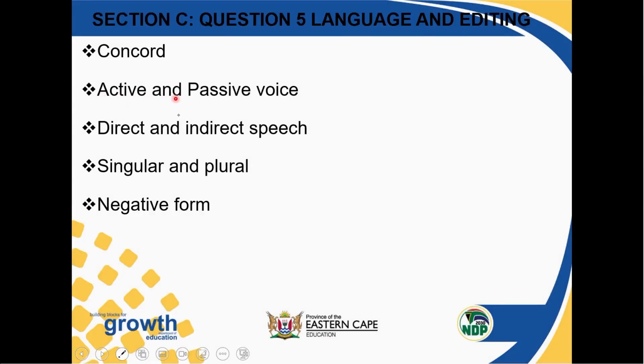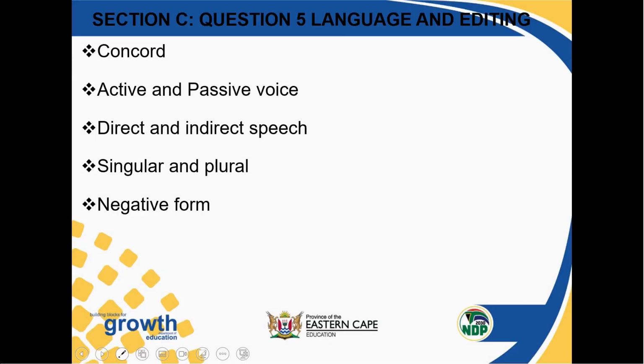Right, you also need to know the active and the passive voice. You must be able to change sentences from active voice to passive voice, or to change sentences from passive voice to active voice. And now these depend on rules. So you must study language rules. You must remind yourself about language rules so that you are ready for your question 5. The other aspect is the direct and indirect speech, singular and plural form, negative form.